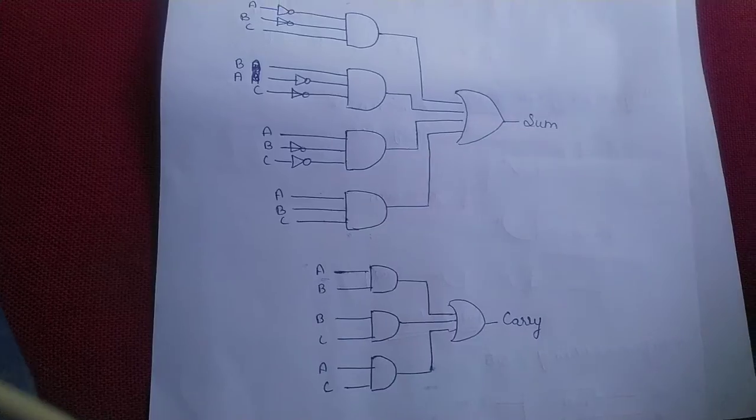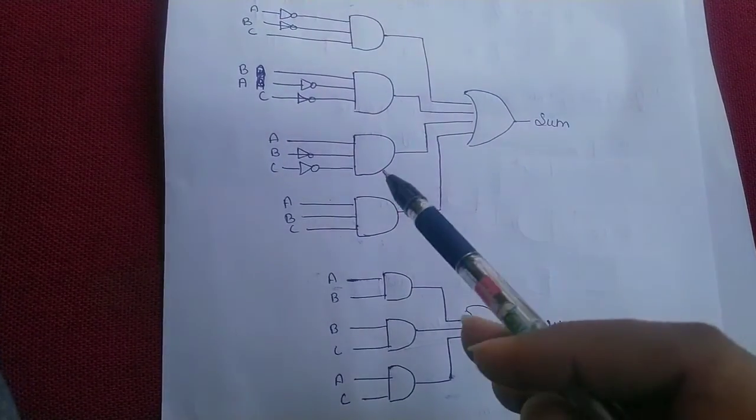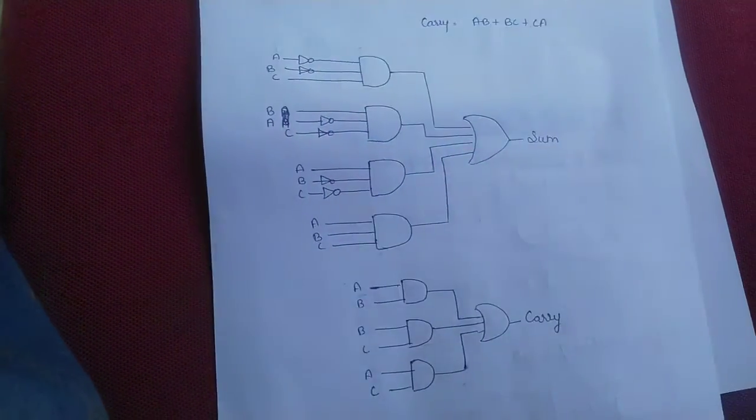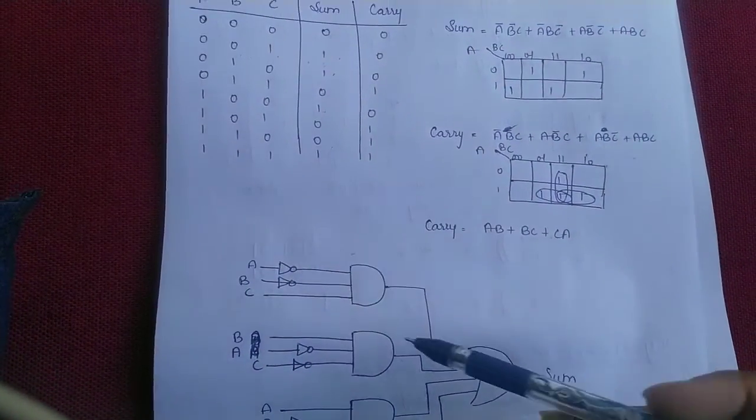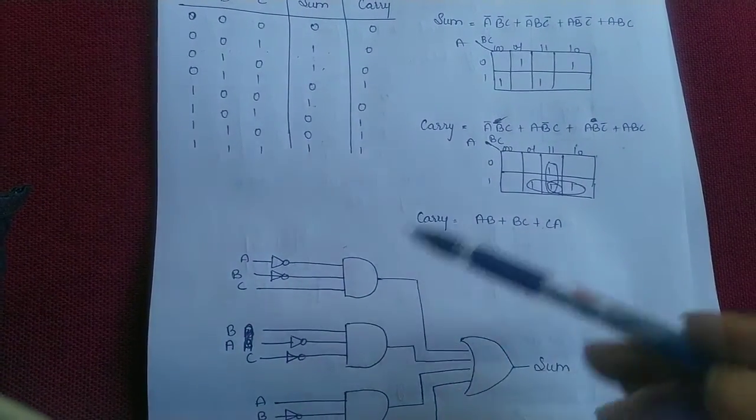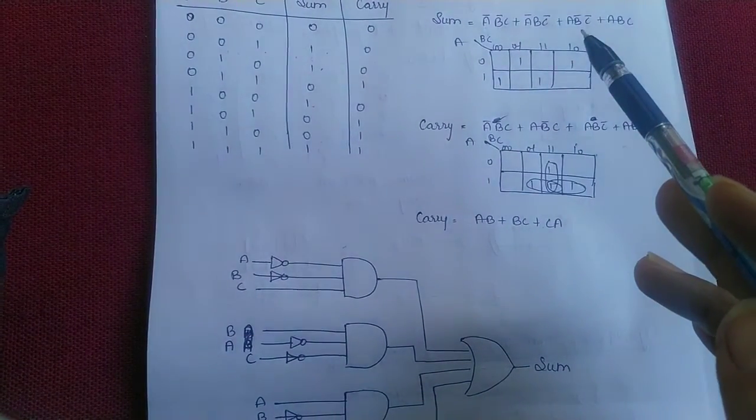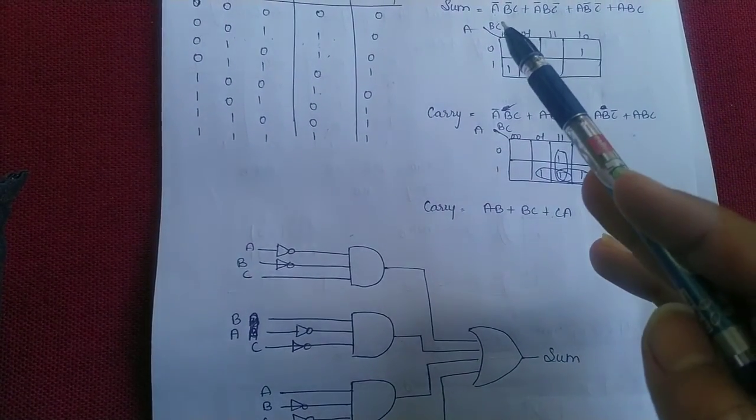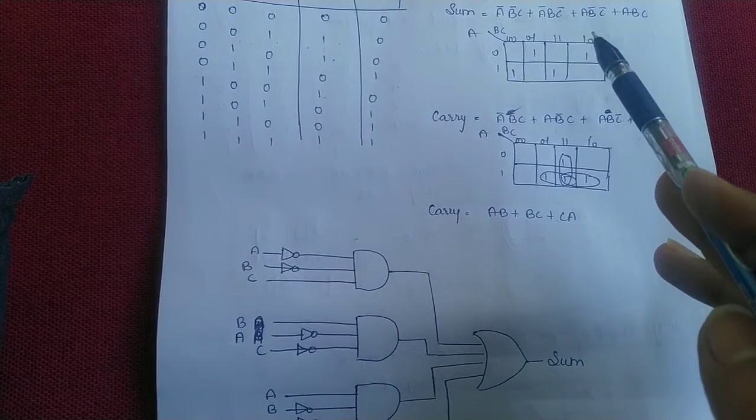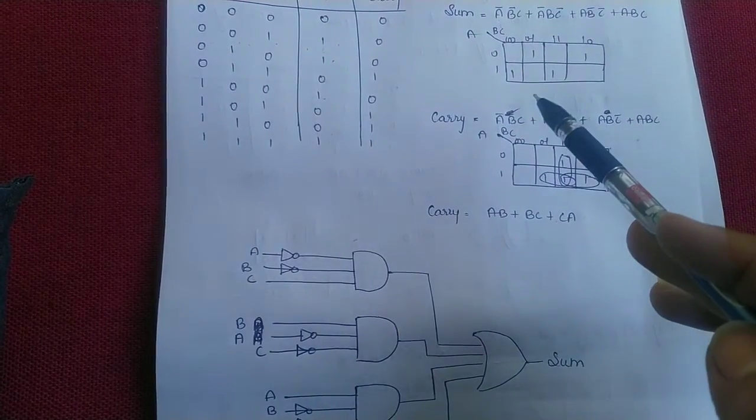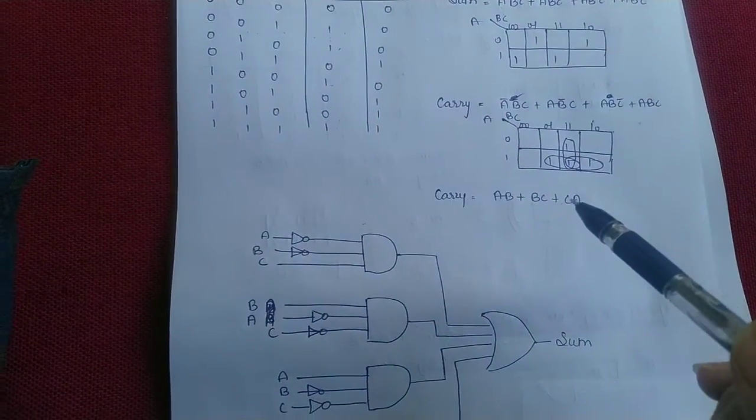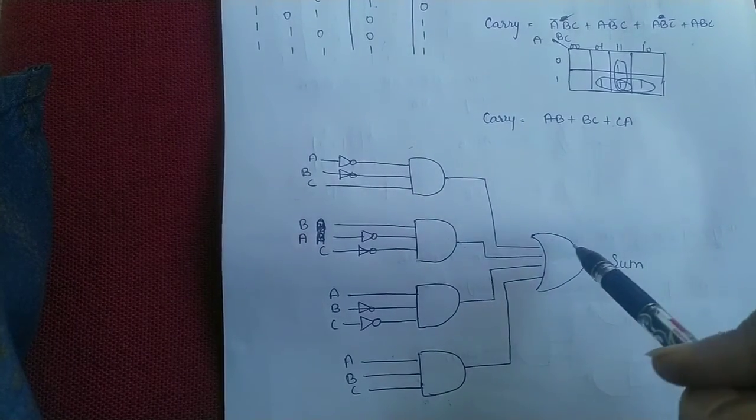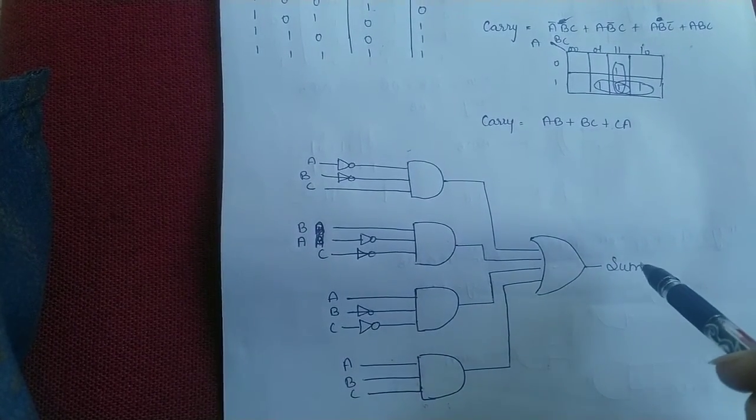Next, if we draw the circuit diagram for full adder, the value of sum is A bar B bar C plus A bar B C bar plus A B bar C bar plus A B C. So 4 AND gates are required and 1 OR gate is required for all the outputs of the sum. So we will draw 4 AND gates, and their outputs go to the OR gate, which will give us the output of the sum.